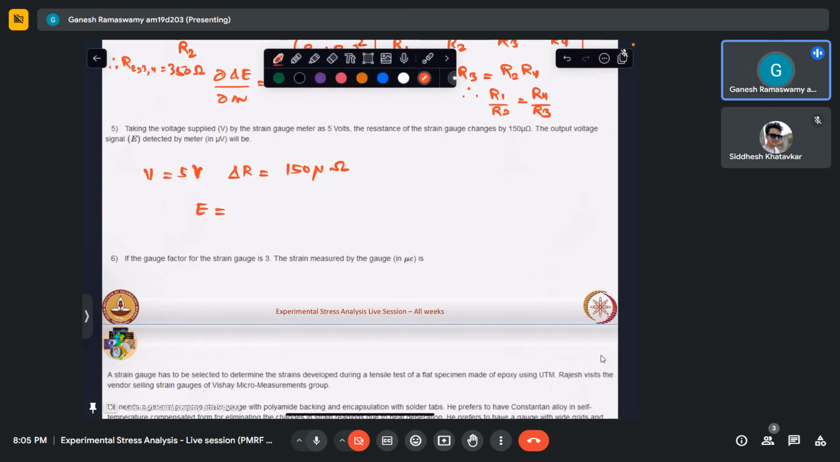So the output voltage is given by R1, and the question says it is already a 350 ohm resistor. So R1 R2 by R1 plus R2 into delta R by R into the voltage, which is 5 volts. So I'll just quickly solve this. 350 squared by 2 into 350 by 350 into 150 minus 6 into 5, divided by 350.